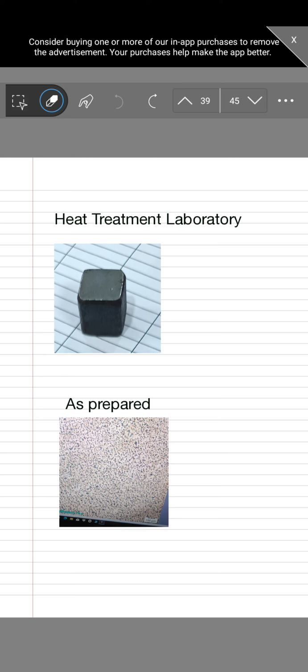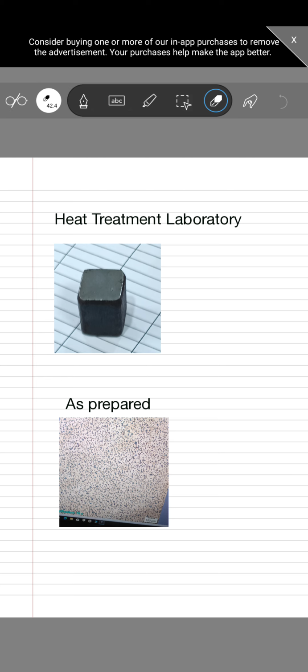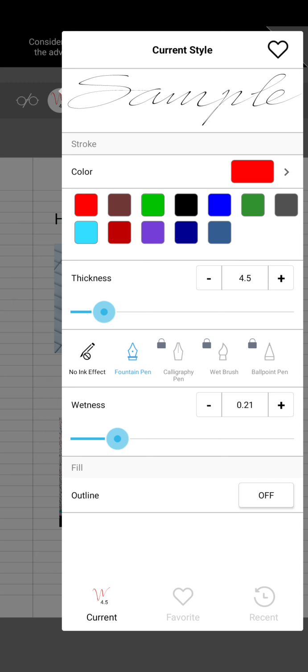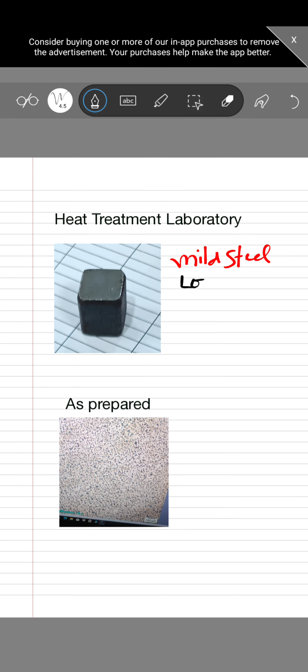So the sample that has been taken is a mild steel, or it is also called a low carbon steel, and the carbon percentage in mild steel is between 0.05 to about 0.3 weight percent.